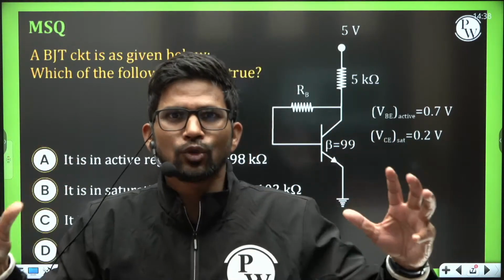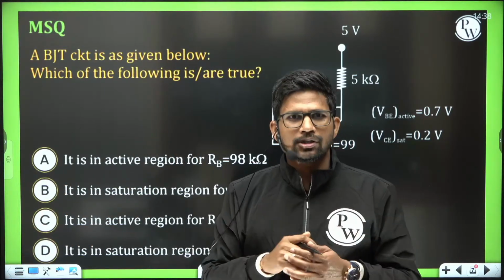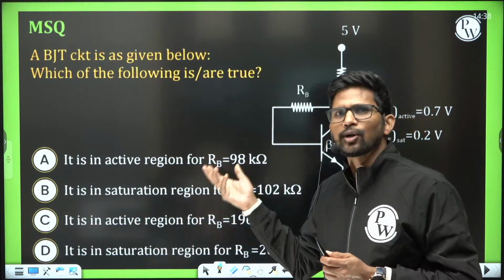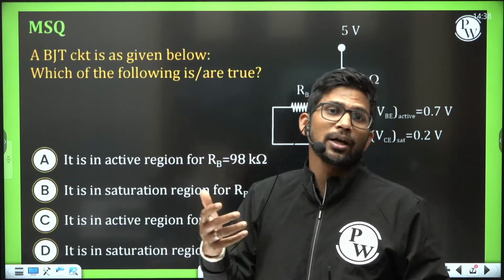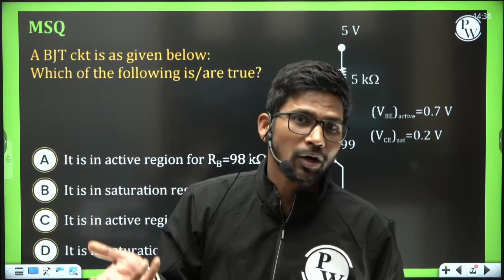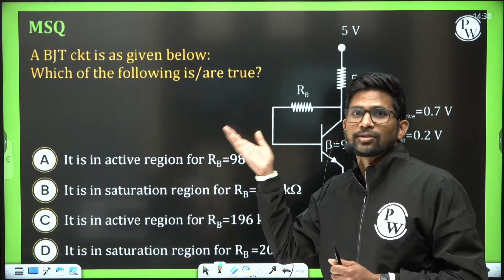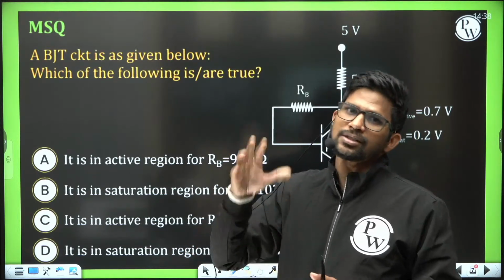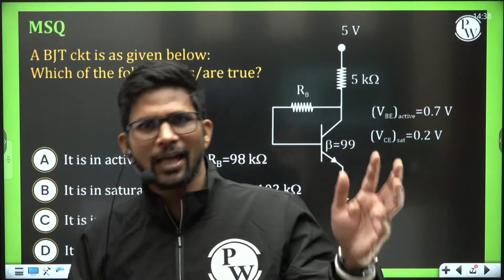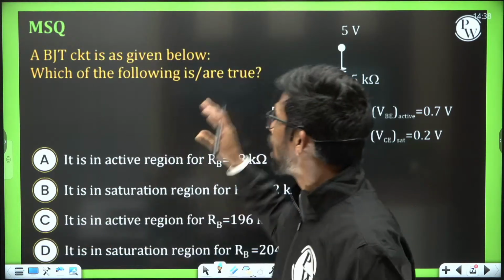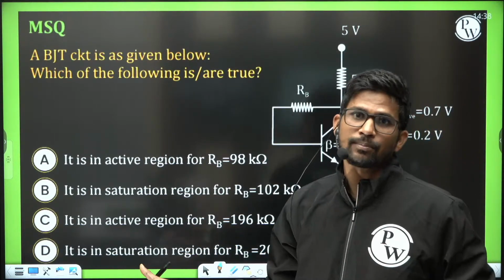So you need not check whether my BJT is in on condition or off condition, because if one of the options is like cutoff region, then you need to find out whether my BJT is on or off. If in all the options the region of operation is either active or saturation, it means BJT is definitely in on condition. So I need to only find out whether it is in active region or in saturation region, and more than one option can be correct. Okay.